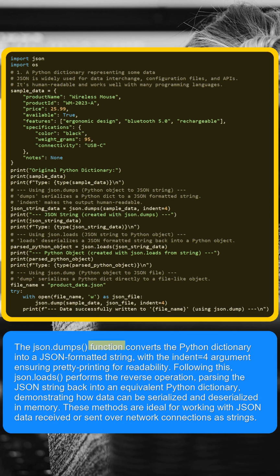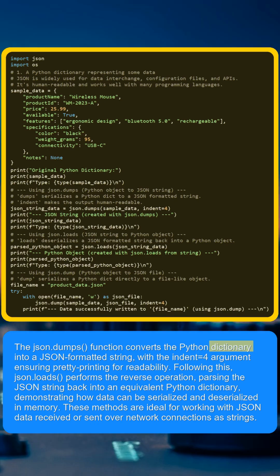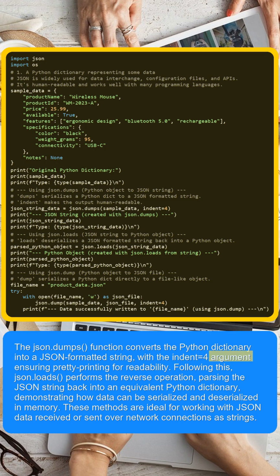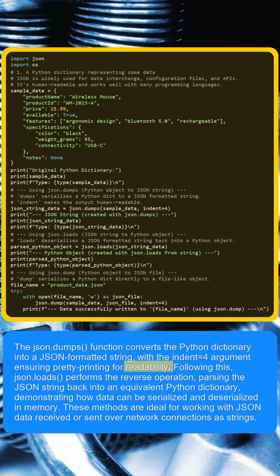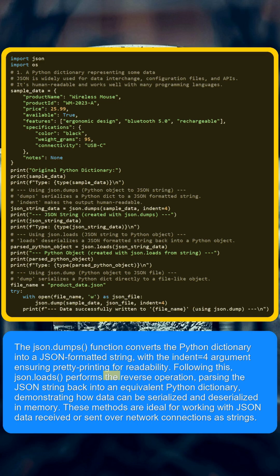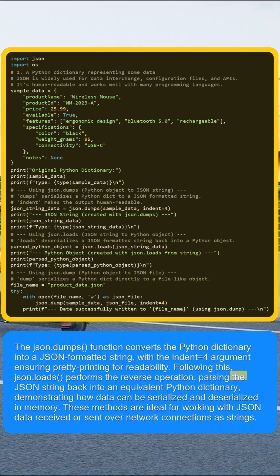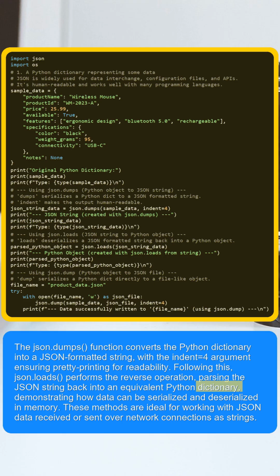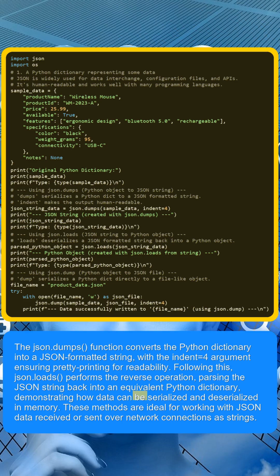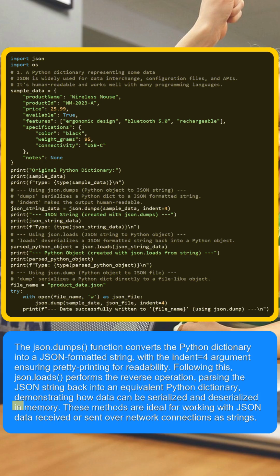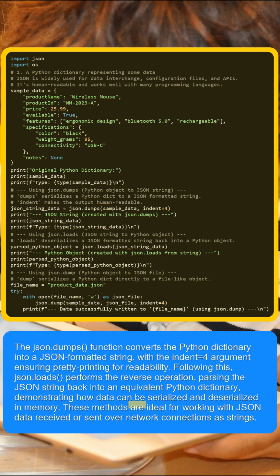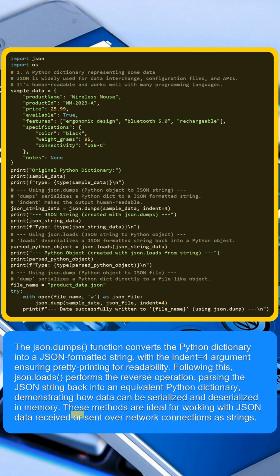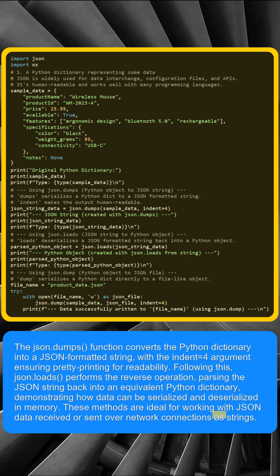The json.dumps function converts the Python dictionary into a JSON formatted string, with the indent=4 argument ensuring pretty printing for readability. Following this, json.loads performs the reverse operation, parsing the JSON string back into an equivalent Python dictionary, demonstrating how data can be serialized and deserialized in memory. These methods are ideal for working with JSON data received or sent over network connections as strings.